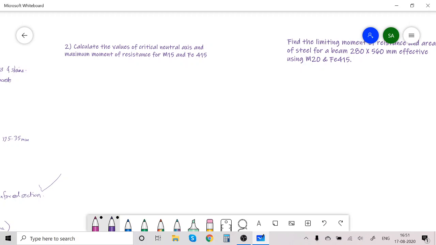Now another problem, which is a very simple problem: calculate the values of critical neutral axis and maximum moment of resistance for M15 and Fe415. Okay, now for that, let us note down the data. Only data given is M15, that is the grade of concrete, and Fe415.